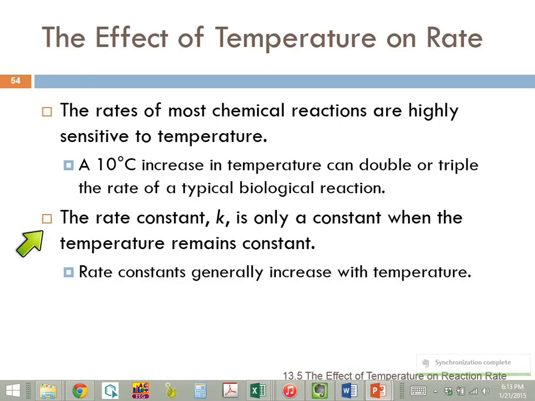The rate constant, k, is only a constant if the temperature remains constant. So if you change the temperature, the rate constant is going to change. If you keep the temperature constant, the rate constant is a constant regardless of the concentrations that you're dealing with. And usually rate constants increase with temperature, but not always. There are some reactions that go slower at higher temperatures, but those are not normal. They're not usual.